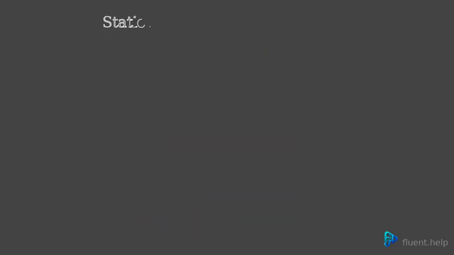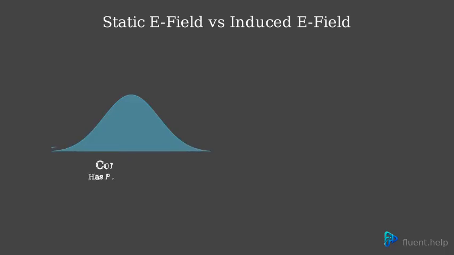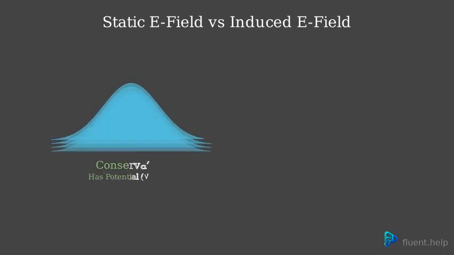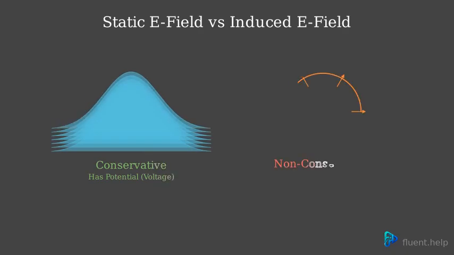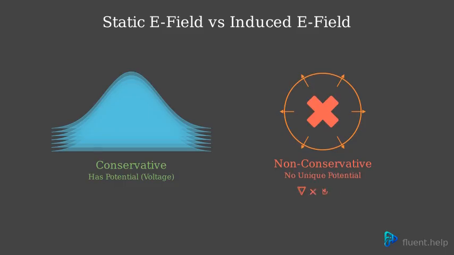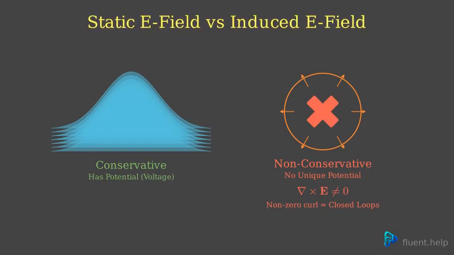A quick warning here. This induced electric field is different from the one created by static charges. The field from a charge is conservative. You can define a potential or voltage for it. But this induced field, it has a non-zero curl. It forms closed loops. This means it is non-conservative. You cannot define a unique potential function for it because the work done moving a charge depends on the path you take. Keep that distinction in mind. It is a common trap for students.